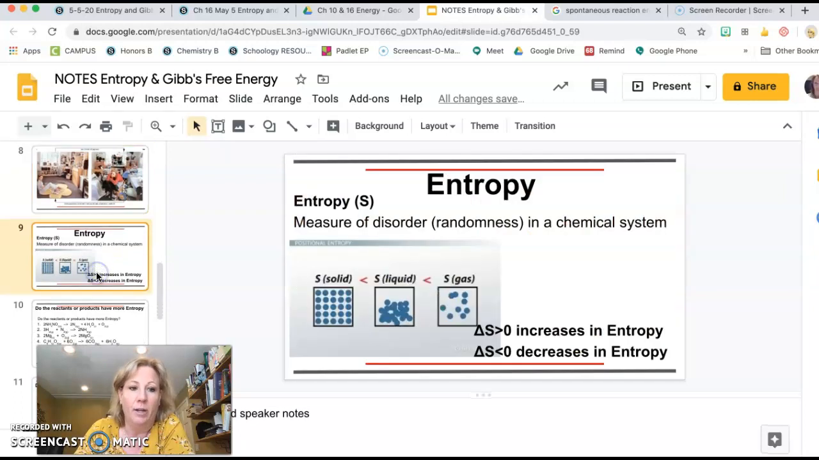So that is what entropy is: it's the measure of disorder or randomness. It's a value, a number, and it's going to be a delta, a change in entropy. If it's greater than 0, that means entropy is increasing. That's what's natural to happen. If it's less than 0, it's decreasing in entropy, and that's not as common. It can happen, and we'll talk about that.